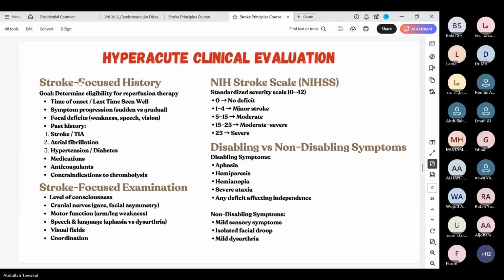Number 4. For the first time, mechanical thrombectomy is approved for the pediatric population. So in the recent January 2026 guideline, for the first time, the guidelines approved the mechanical thrombectomy in the pediatric population.